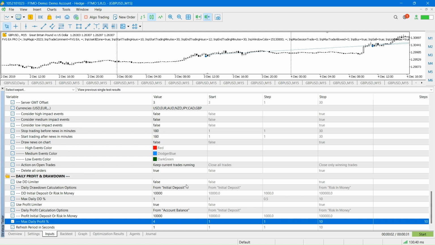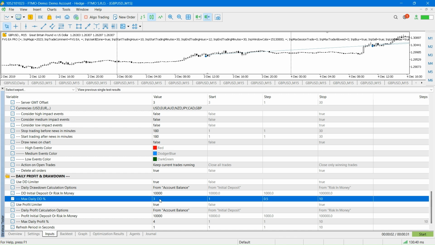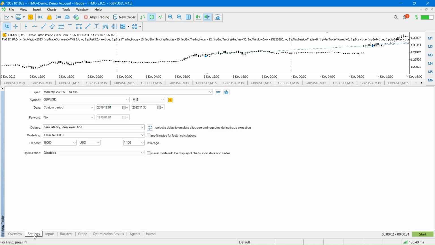So if I just activate here the daily drawdown, so use drawdown limiter, and let's say from the account balance, and I want a maximum loss of 3%. What would that look like? I'm here on an in-sample. Let me put directly the out-of-sample also, because here we're not optimizing, we're just testing the data to see what we can have. Let me start it.